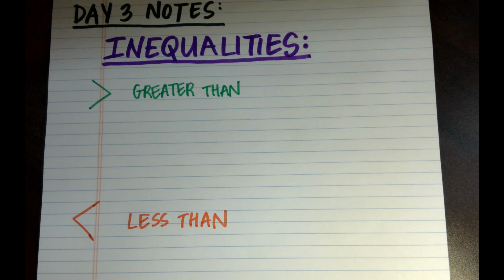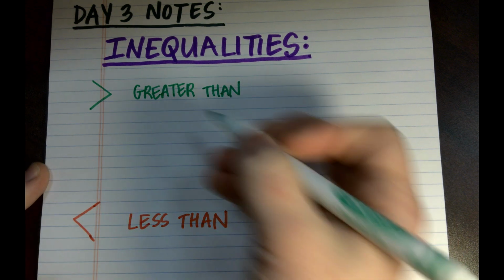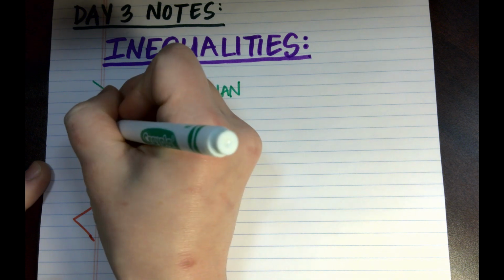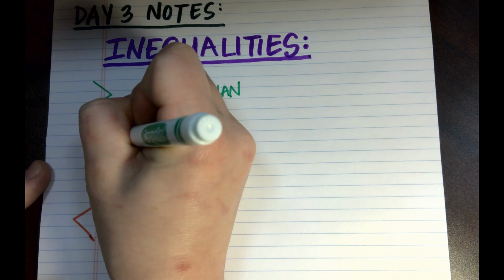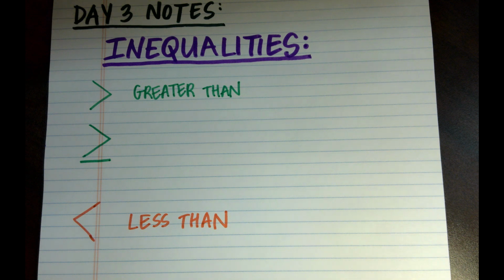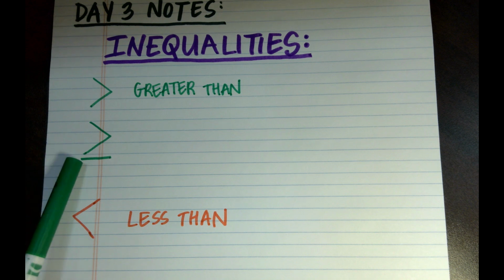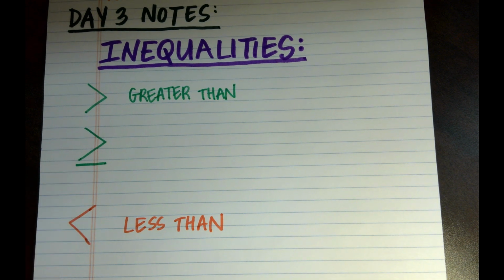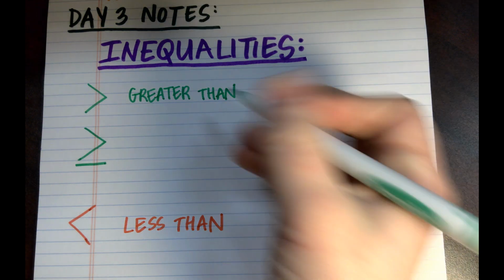What if I show you this symbol? Really similar, but slightly different. Greater than or equal to. Some of you know this. Good. This is greater than or equal to, meaning it can be either the exact same size or bigger. So let's label that.